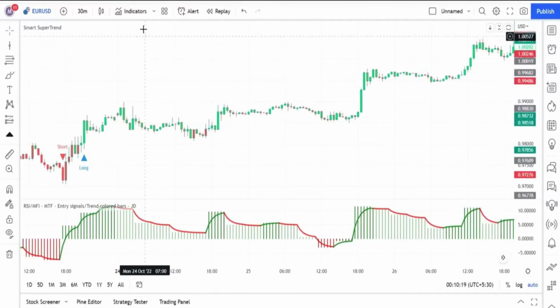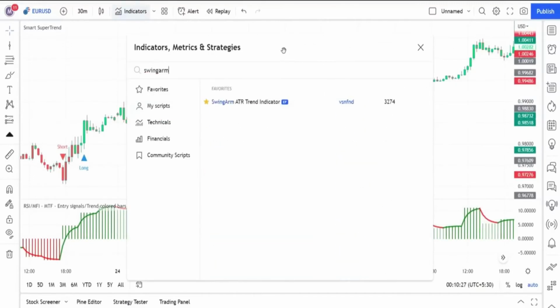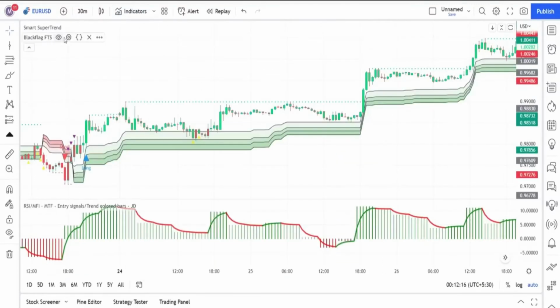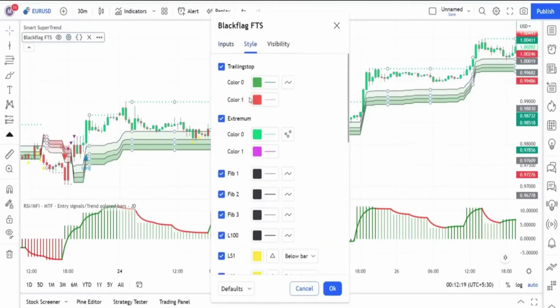I go to the indicators tab and search, Swing Arm ATR. Now click on indicator settings. And in the style section and decibel sum option, follow the steps.